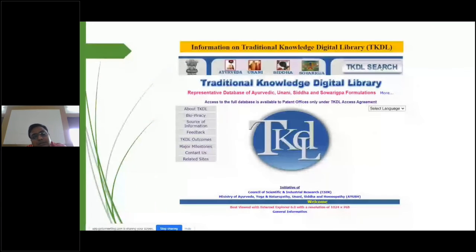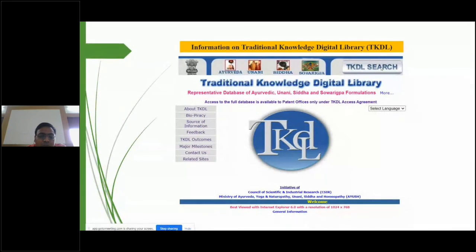The last part of our session is the Traditional Knowledge Digital Library, that is TKDL. Most of the Ayurveda patents are not filed because of TKDL. Because the scholars and people working in the field of Ayurveda and others are not searching their material on that digital platform. They are not aware of the Traditional Knowledge Digital Library, because all types of database literature related to Ayurveda, Unani, Siddha, Sowa-Rigpa, and formulations are available in TKDL.